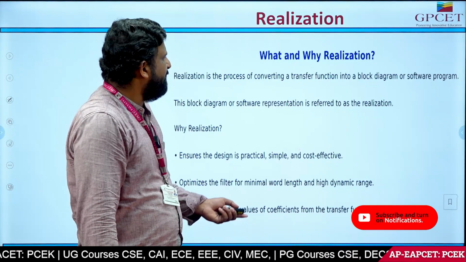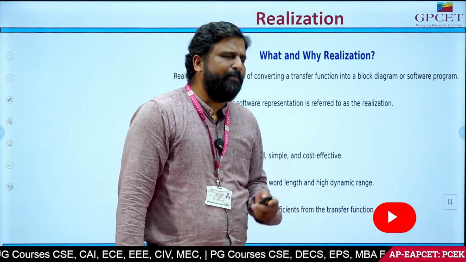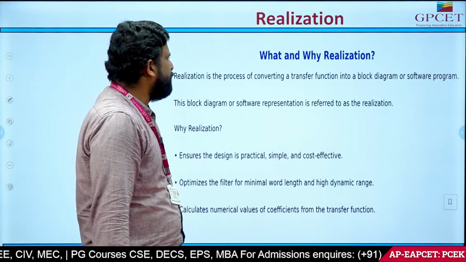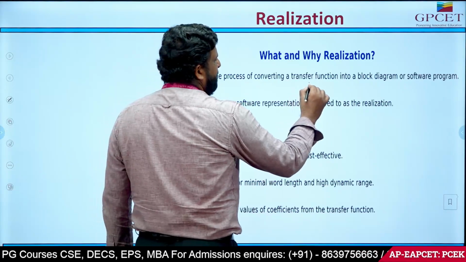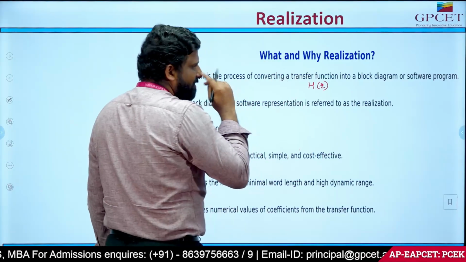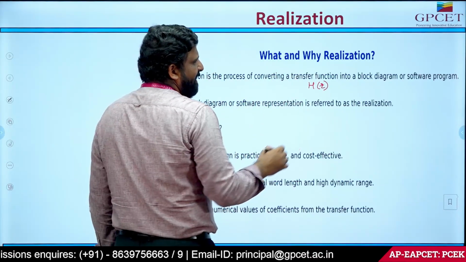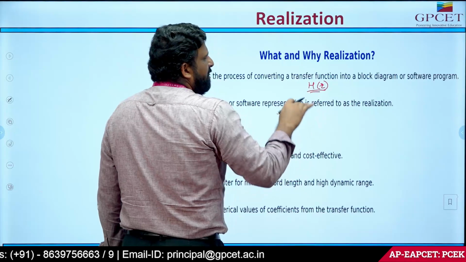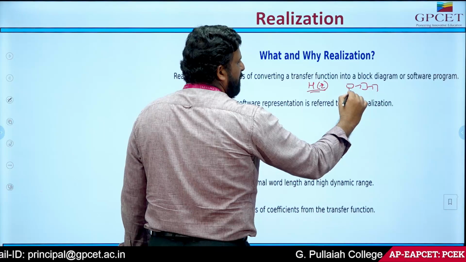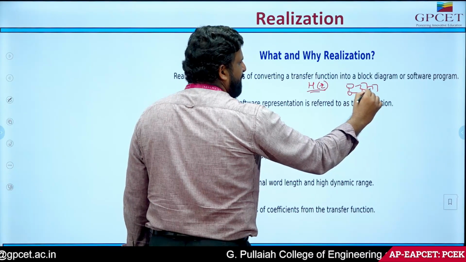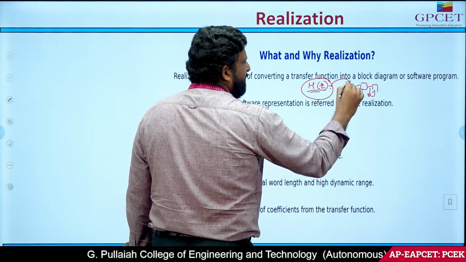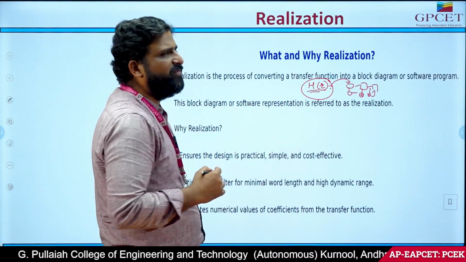Now, what is realization? What is the main importance of this realization, and why are we using it? It is a process of converting the transfer function into a block diagram. After doing all the steps we have seen in the previous slide, after getting this transfer function, it will be converted into block diagrams, block representations. We will see that in the upcoming slide. After getting this H of z equation, it will be converted into a block diagram representation or software program.